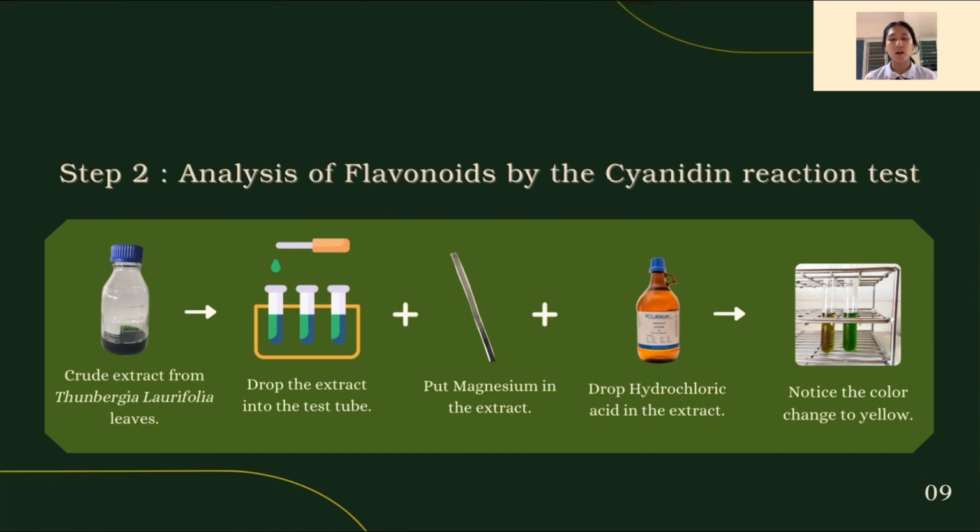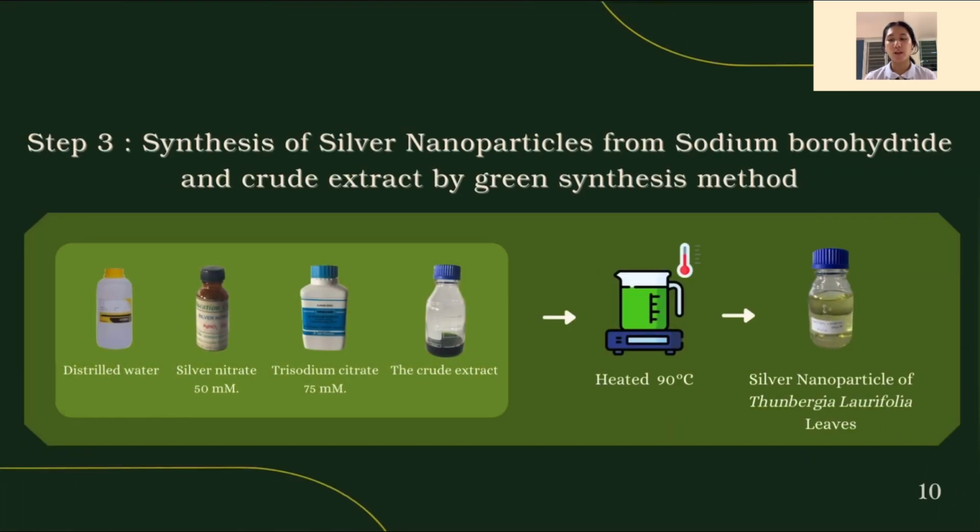Step 3: Synthesis of silver nanoparticles from Crude Extract by the green chemical synthesis method. 145 ml of distilled water was heated to 90 degrees Celsius. Then 50 millimolar of silver nitrate, 75 millimolar of trisodium citrate, and 1.75 millimolar of sodium borohydride were added into the solution. Synthesis of silver nanoparticles using Crude Extract as a reducing agent was done by the same method as with trisodium citrate. Then its absorbance was measured using a UV spectrophotometer.